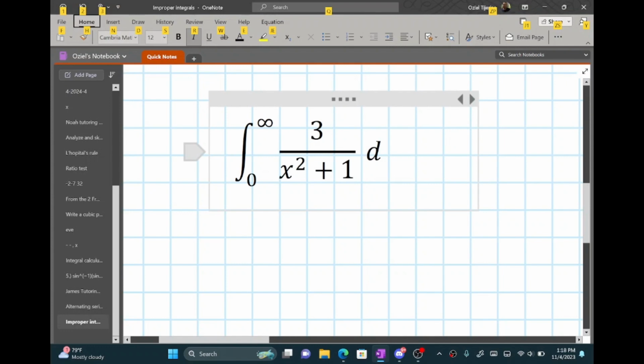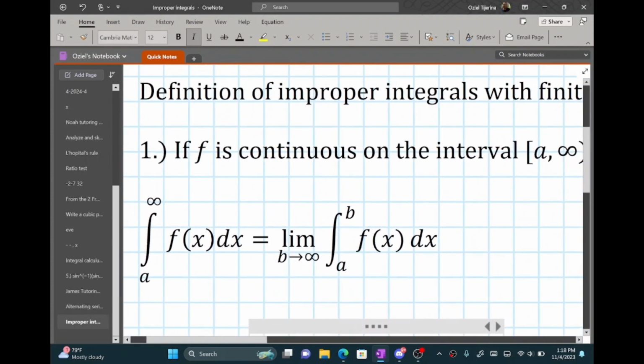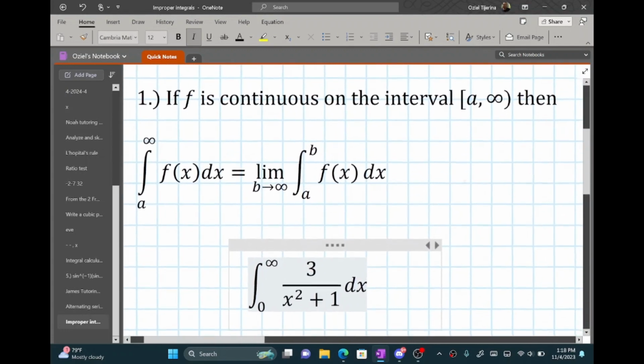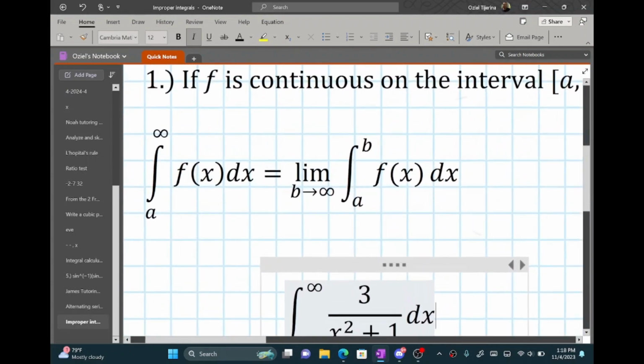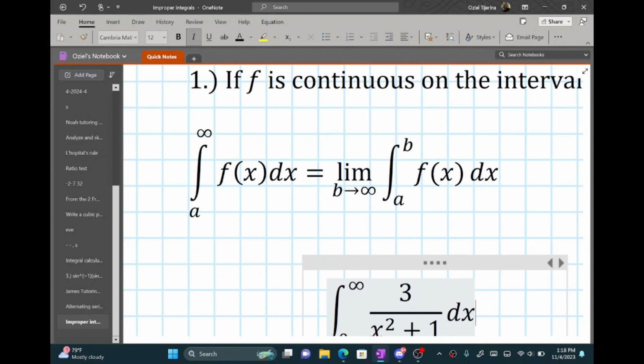We're gonna go ahead and do this one. I did write a rule down. Let me go over that rule really quick. If f is continuous on the interval a to infinity, then the integral from a to infinity of f of x dx equals the limit as b approaches infinity of the integral from a to b of f of x dx. Now, I don't want to do one using L'Hopital's rule because I don't know if I've gone over that well enough on my YouTube channel. So we're gonna just do this one.